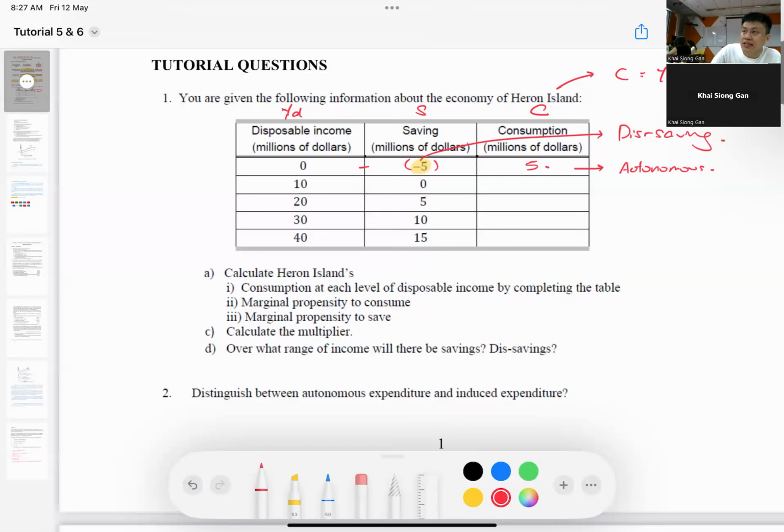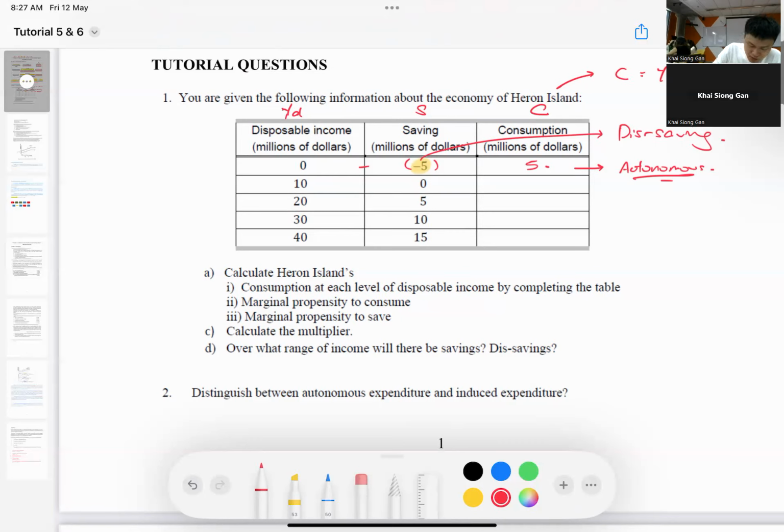Autonomous consumption means that it's an expenditure that's independent of the income itself. That means that it's not based on the income that I earn. So today, whether I earn income or not, I have to pay. I have to spend this amount of money because it's autonomous expenditure. We'll talk more about this later on. But here I'm just showing you what it means by a -5 saving.